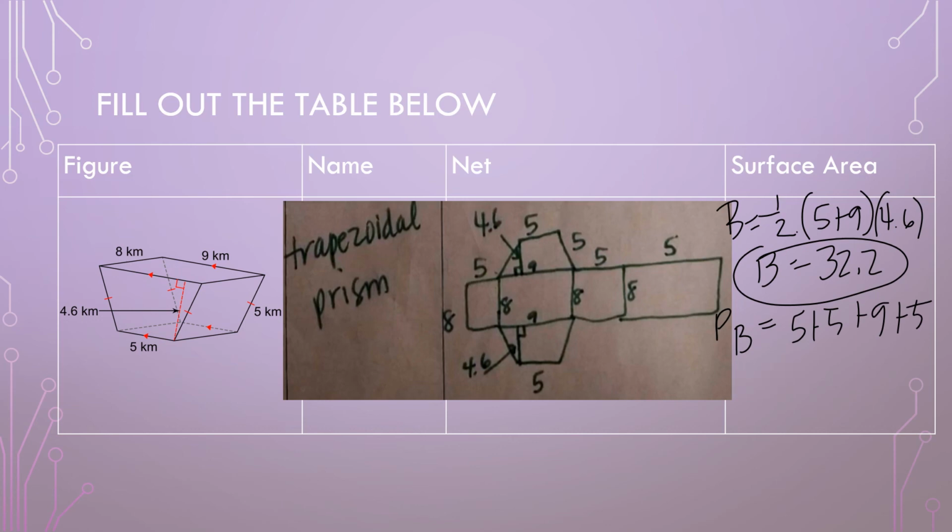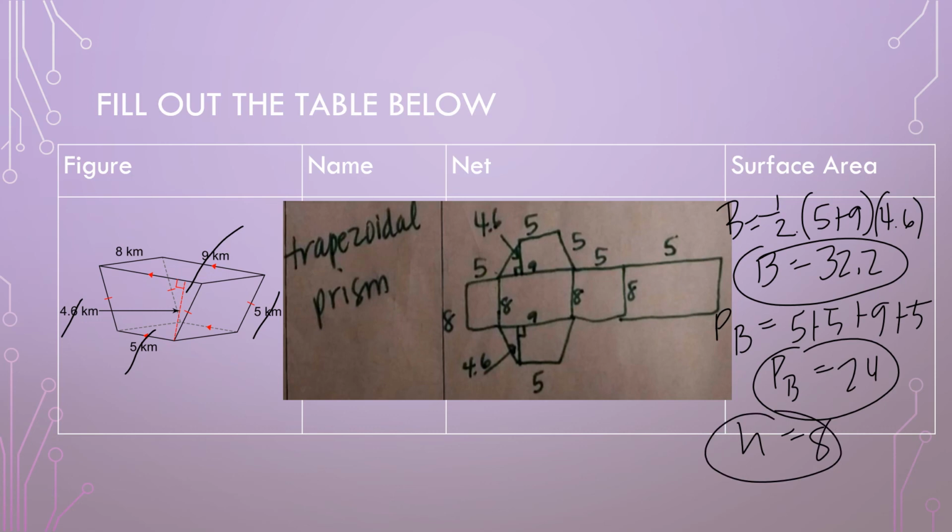Perimeter of the base, and that would be 24. And then the height of this prism is the only other thing that we haven't used. We used the 9, we used the 5s, we used the 4.6, so the height is 8.